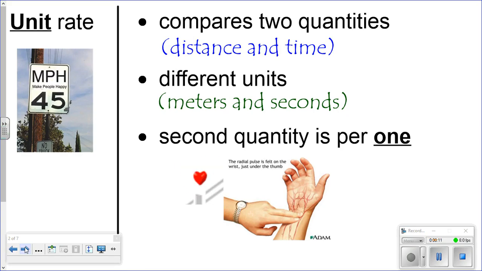So unit rate is when we compare two quantities like distance and time. And we use two different units of measurements like meters and seconds. When we write a unit rate, the second quantity is always per one. So when you see the word unit, you should think per one.